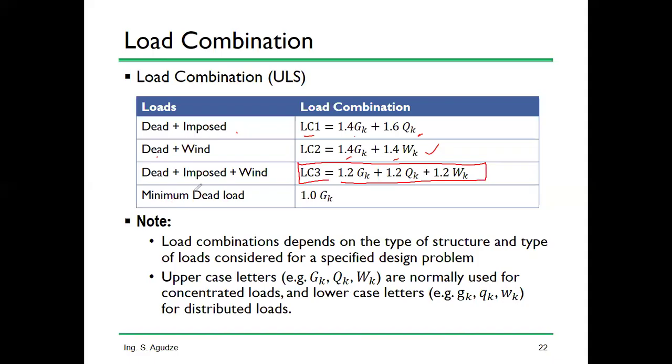And anytime we are referring to minimum dead load, please take note, we are saying 1.0 GK, and that is beneficial. So remember this. Minimum dead load means the beneficial dead load, which is 1.0 GK. I mentioned again that usually the capital letters are used if we are talking about concentrated or point load, and the small letters are used for distributed loads. Okay? So the one we'll be using most is the first one.